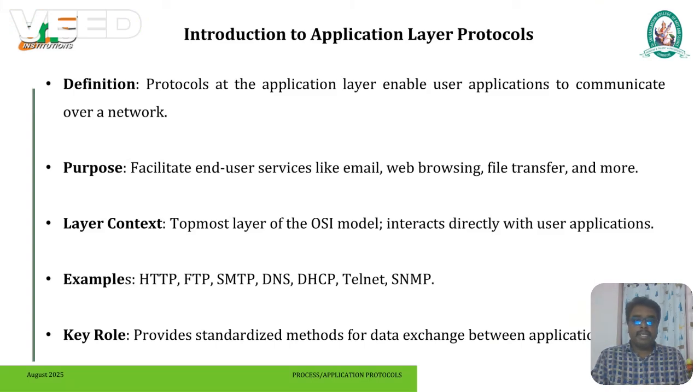So let us look at the introduction of application layer protocols. The protocols of the application layer enable user applications to communicate over the network. The purpose of the protocol is to facilitate end-user applications like email, web browsing, file transfers, and several others which are used in this layer to get access to communication over the network. The layer interacts directly with the user applications. Whatever the user is using as an application, this topmost layer helps them to communicate over the network.